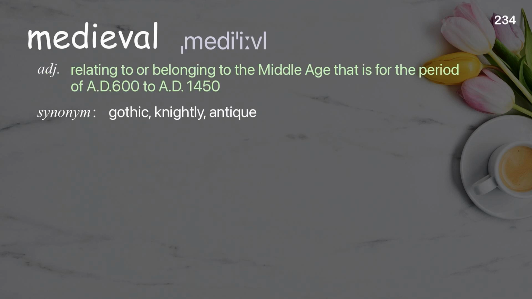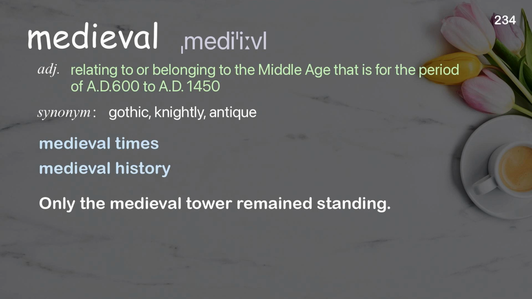Medieval. Relating to or belonging to the Middle Ages, that is the period of A.D. 600 to A.D. 1450. Examples: Medieval times. Medieval history. Only the medieval tower remained standing.